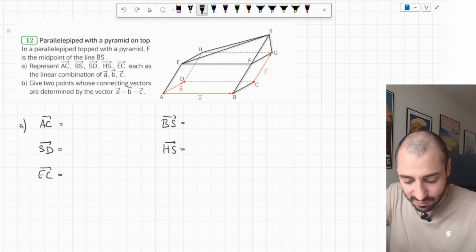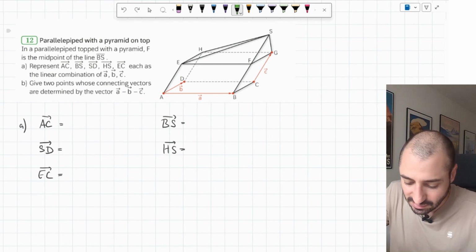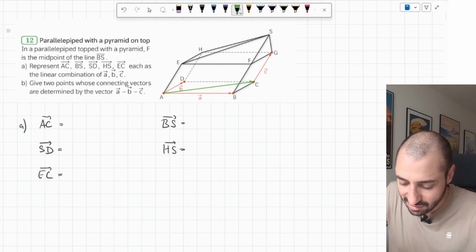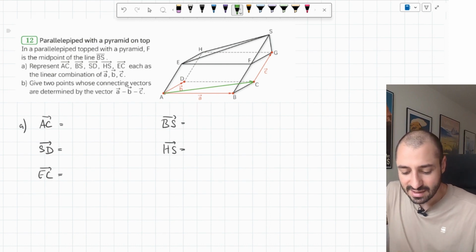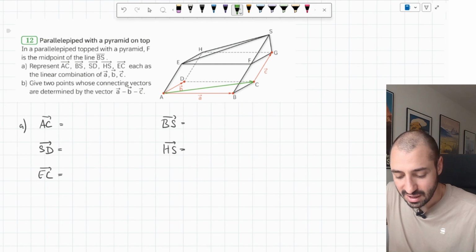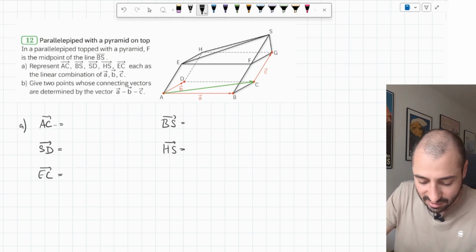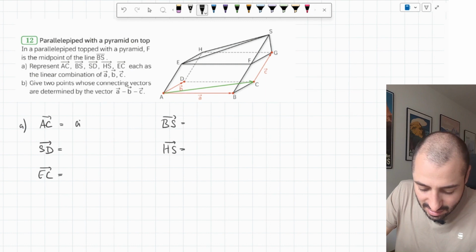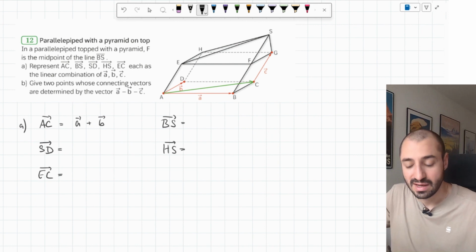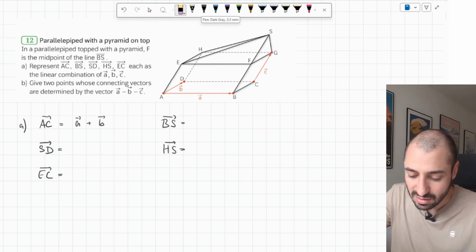So let's look at the first vector that we want to describe, the vector AC. This is this vector here. And we can already see, so we need to go from here to here. So we can do this by first using the vector A. So we get here, and then adding the vector B to get here. So this first one, the vector AC, is simply A plus B. That's the first one.